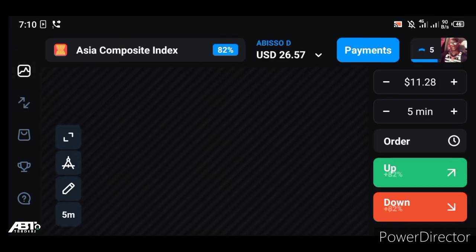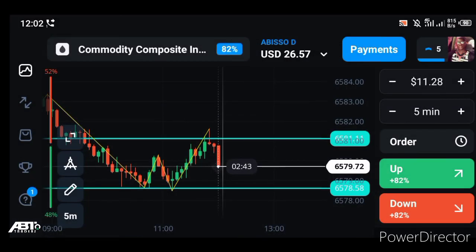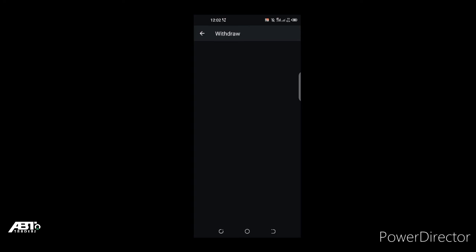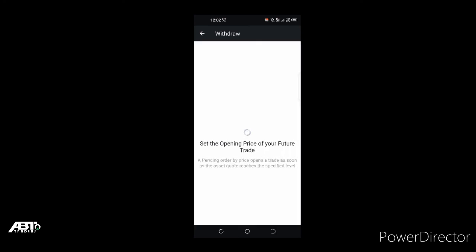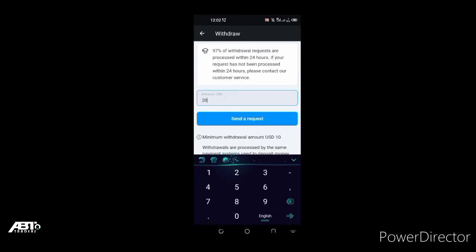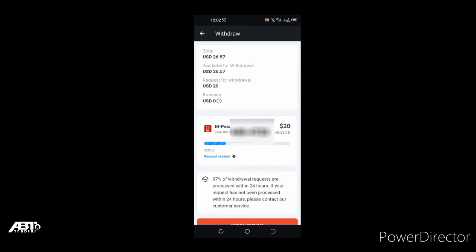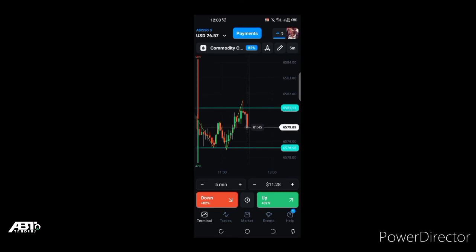Now I'll show you how to withdraw to your M-Pesa. As you can see, this is my live account, and we're gonna click payments, then we go withdraw. Just traded it 3 hours. We started from 5 a.m. to 7, but I'm withdrawing this money at 12 noon. So let's withdraw $20, which is 2,000 Kenyan shillings, and we send a request. So we'll wait. It will take something like less than 20 minutes. So we give it time.